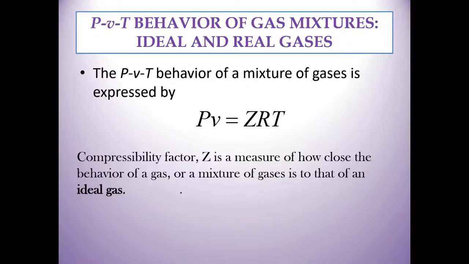All right, PVT behavior of gas mixtures. You're familiar with how to do this calculation for pure substances like any ideal gas. What if we have a mixture of gases?